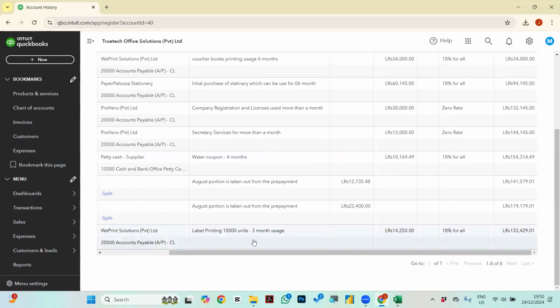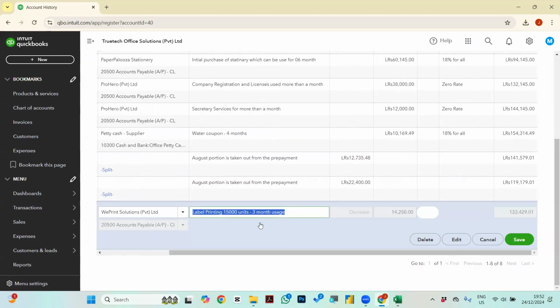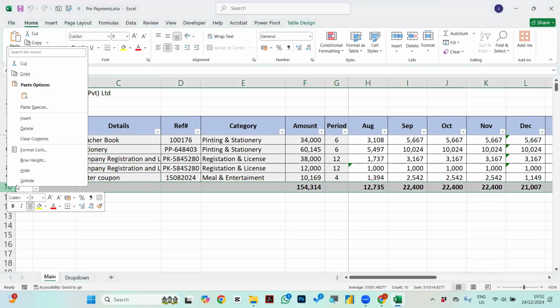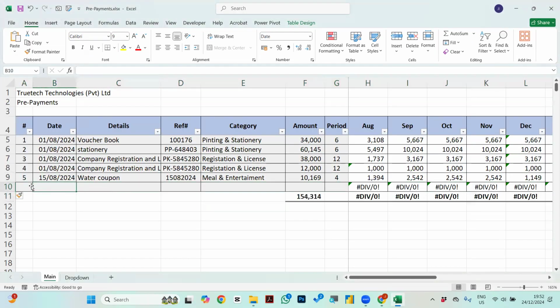What is that? That's label printing. We did some label printing that can be used for 3 months. Okay, I'm going to get some space here. All right, so that's going to be number 6. I'm going to bring it down.